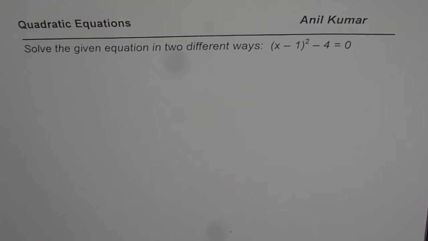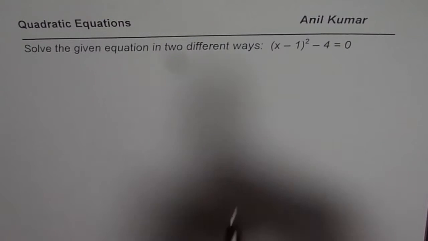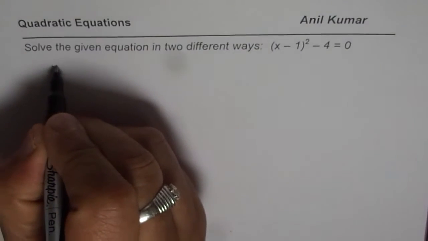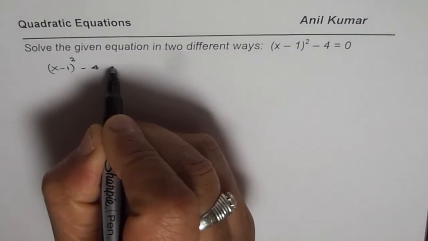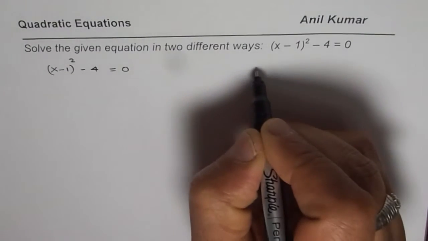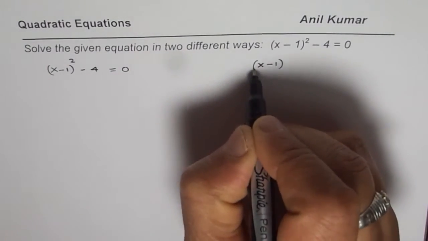I'm Anil Kumar. We are trying to solve quadratic equations. The question here is, solve the given equation in two different ways. The equation given to us is (x − 1)² − 4 = 0. We need to solve it in two different ways, right?